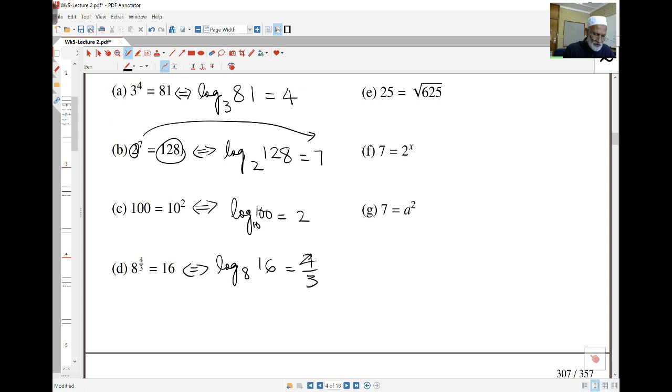You can try the last one. If I take 8 to the 4/3, you should get 16. The way it works is 8 to the 4/3 is 2 cubed to the 4/3, that becomes 2 to the 4, and that is equal to 16.